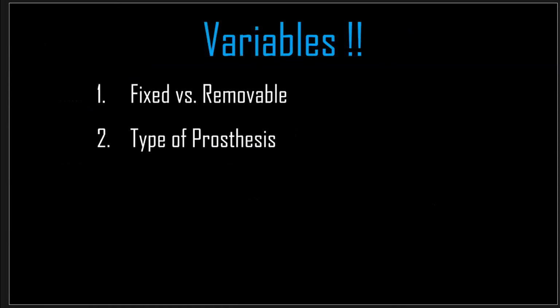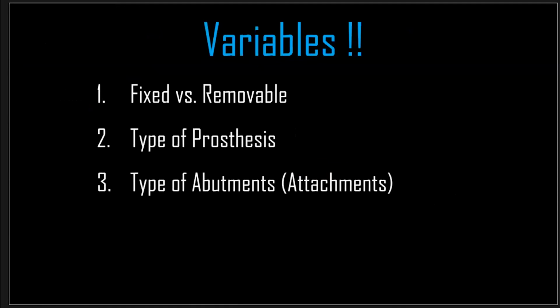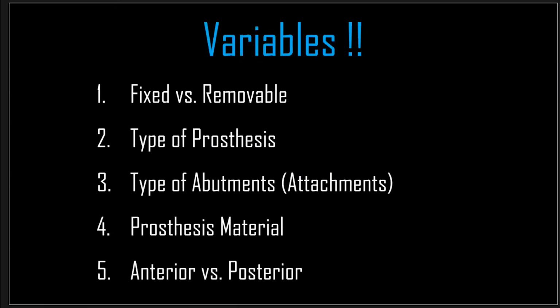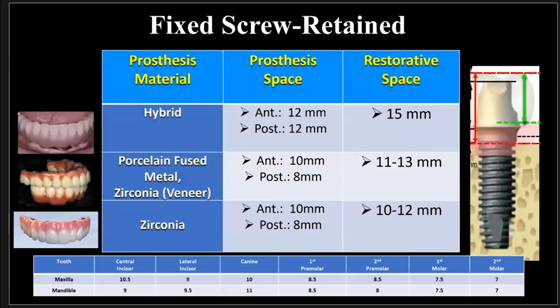Is it a 2 implant overdenture or is it a bar overdenture? The type of abutments, do we have multi-unit abutments on there? They're going to require a little additional space. The material, are we doing zirconia, acrylic hybrid? Is it denture material? And then the anterior and posterior. Again, the anterior tooth on average is 10.5 millimeters, but a posterior tooth may only be 6-7 millimeters.